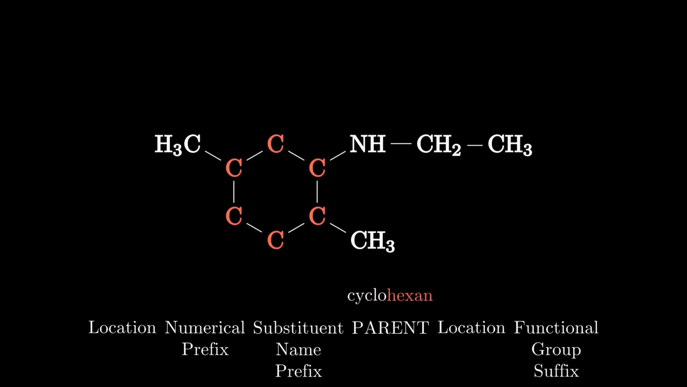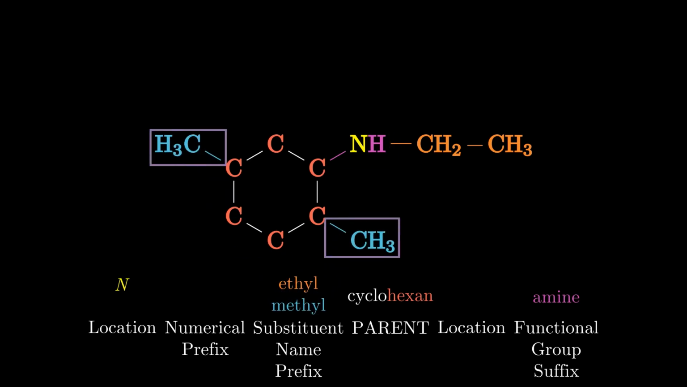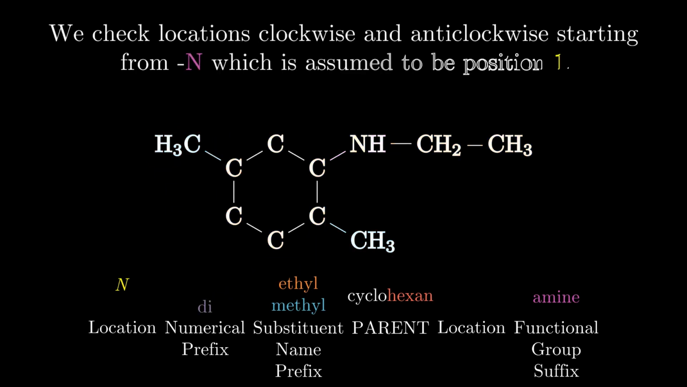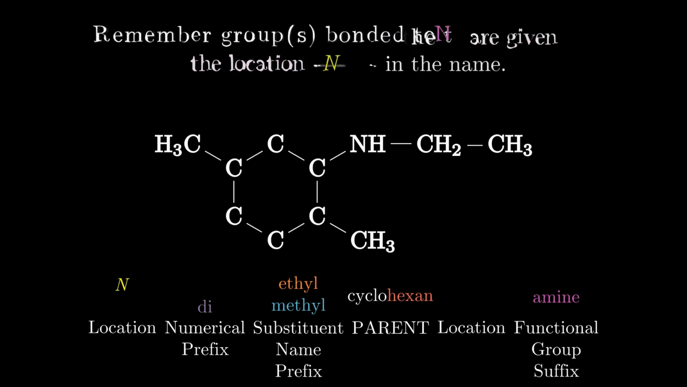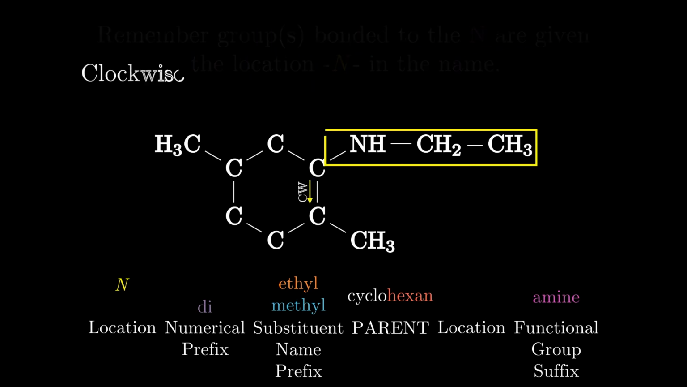Cyclohexane, or cyclohexane, is our parent ring. We have an amine group, and on that amine group there is an ethyl. The ethyl is bonded directly to the nitrogen, so we can automatically give that the location N. We also have 2 methyl groups on our ring, so we will need to use the prefix di for them. As the amine is a functional group, we start the process of determining the positions from that as number 1.